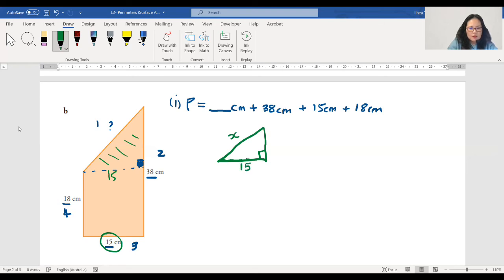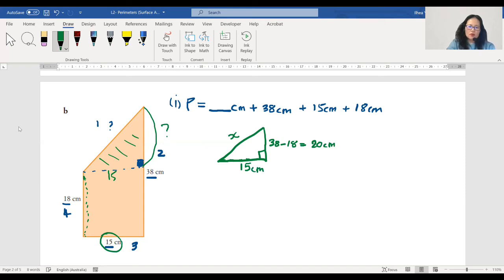And what about this one, guys? How can we find this side? The whole thing is 38, and then this little part is 18. So here I could do 38 take away 18, which will be this side here, which is 20. Okay, I'm just going to put units here.